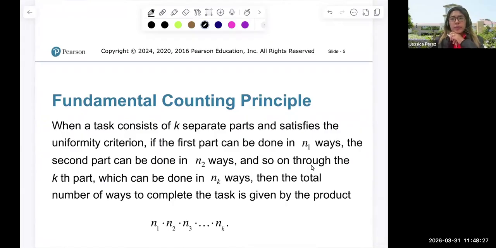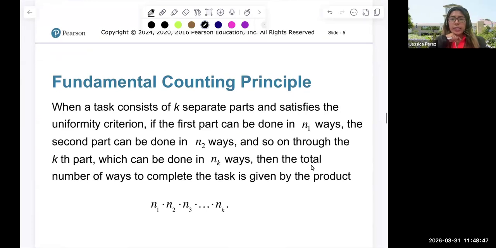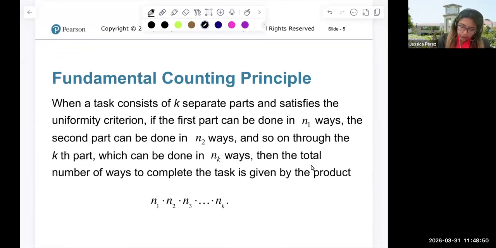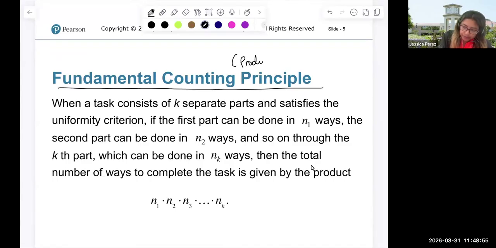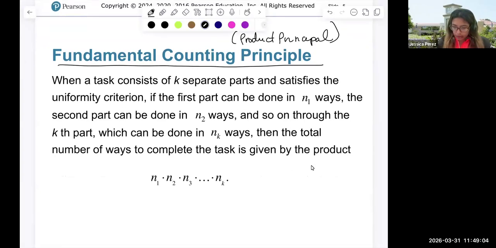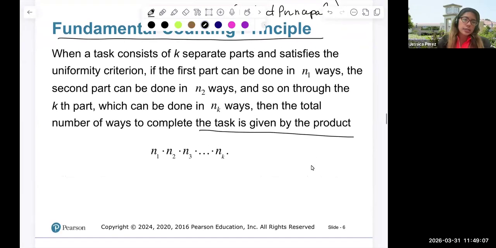And what does the fundamental counting principle say? When a task consists of k different parts and satisfies the uniformity criterion, if the first part can be done in n1 ways, and then the second part in n2 ways, and so on until the kth part. So if there's four ways, it would be 4 times 3 times 2 times 1. It's a product principle. The fundamental counting principle is treated as a product principle because you're multiplying the parts: n1 times n2 times n3 times n4 times nk. So the total for the task is given by the product.